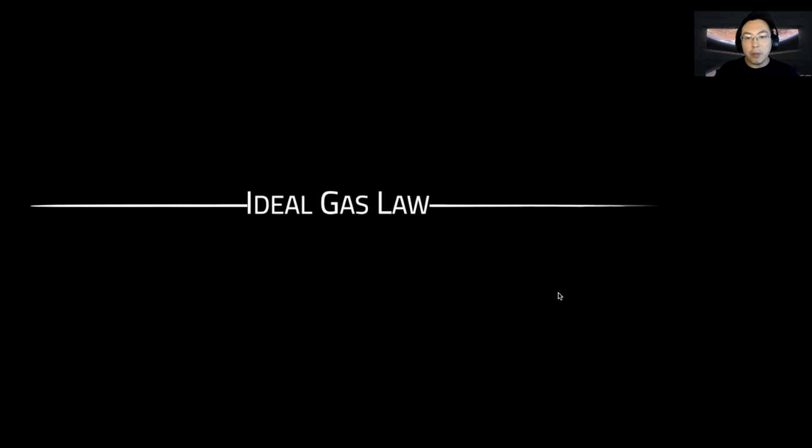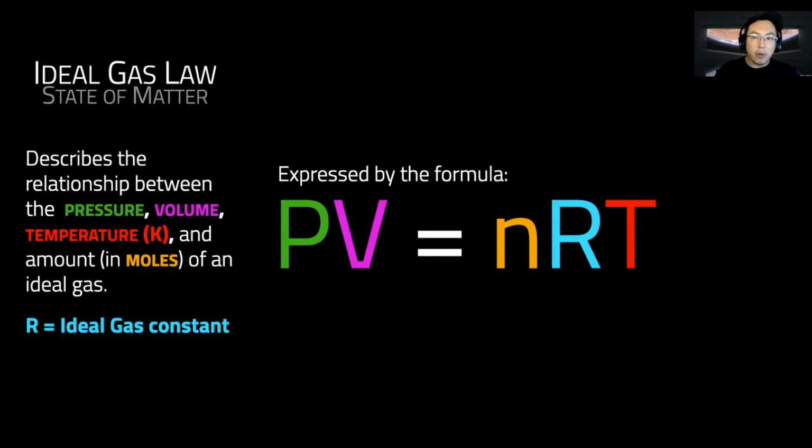So let's start with the ideal gas law. The ideal gas law formula is the one that you see right now on the screen. As you can see, there are 5 different variables to consider, each one of them meaning a different thing, and each one of them having different units.